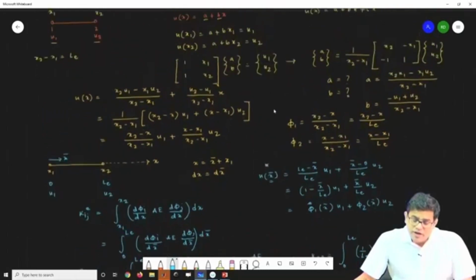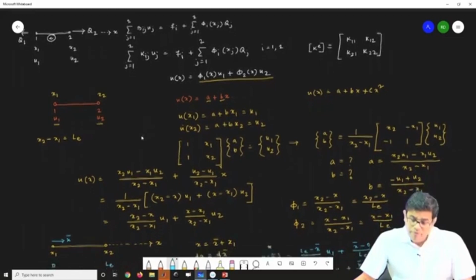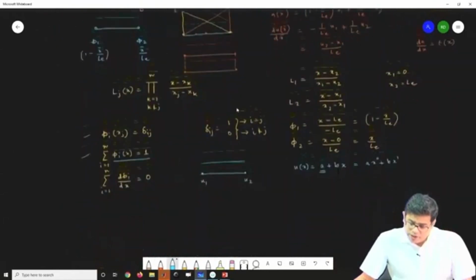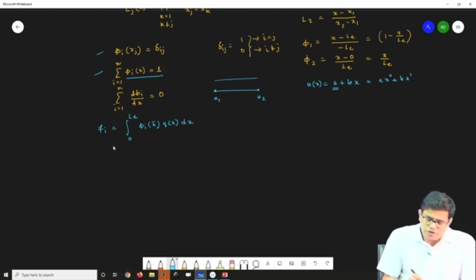force term that we have discussed. The force term here, Fi, if you remember that force term, Fi is the integral from x1, so I will just convert it to 0 to LE, of phi I, now in x bar, times qx dx. So this was our body force term, or the distributed force term.